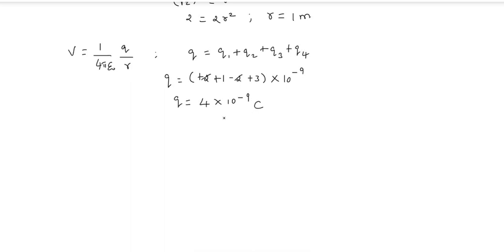coulomb. Substitute the value in this formula. V equal to 1 by 4 pi epsilon naught, whose value is 9 into 10 power 9, into Q, which is 4 into 10 power minus 9, by R equal to 1 meter. So 10 power minus 9 and 10 power 9 cancel. V equal to 36 volt. This is the answer.